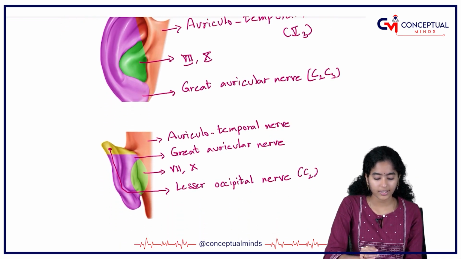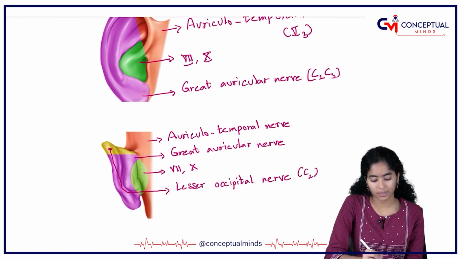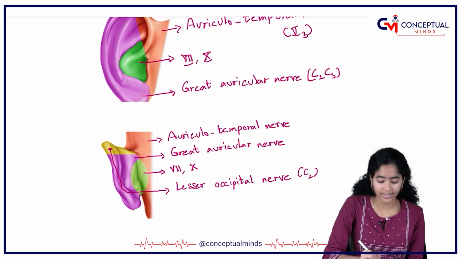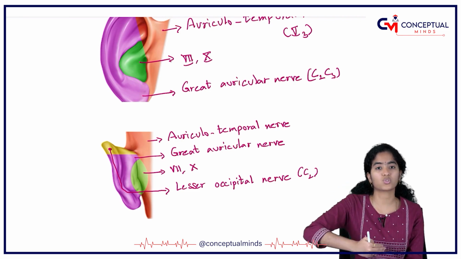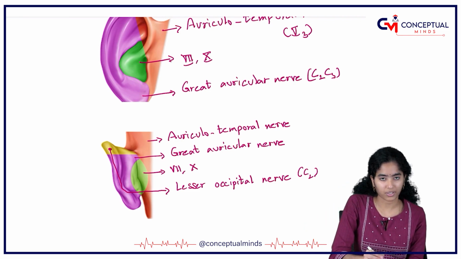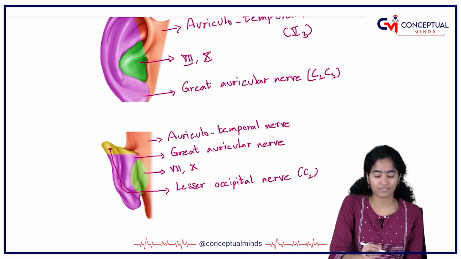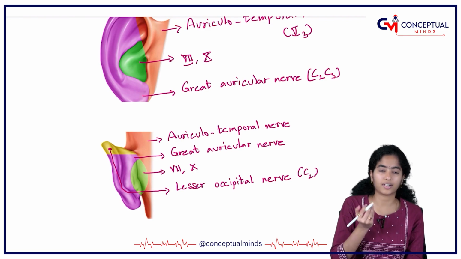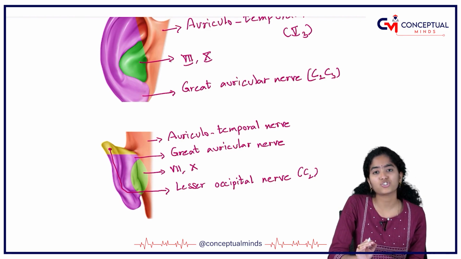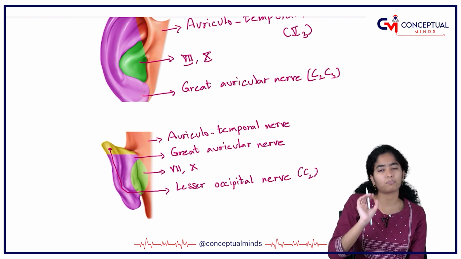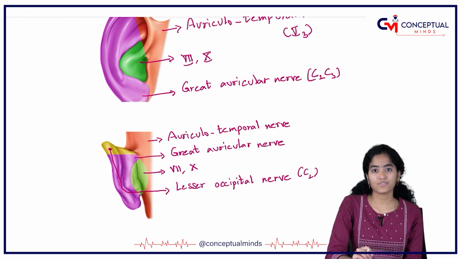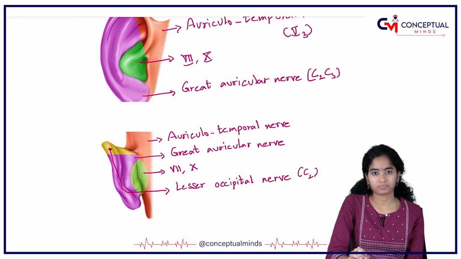Similarly, if we look behind, here also maximum area is supplied by the great auricular nerve. And this green color area, it is exactly posterior part of what you can see in the front. The area that is supplied by 7th and 10th cranial nerve. Auriculotemporal nerve, as you can see, it is the starting part again. Additionally, just one more nerve, that is the lesser occipital nerve, supplying the topmost part of the medial surface of auricle. This is about the nerve supply of auricle or pinna.